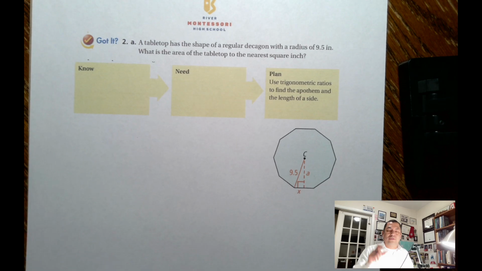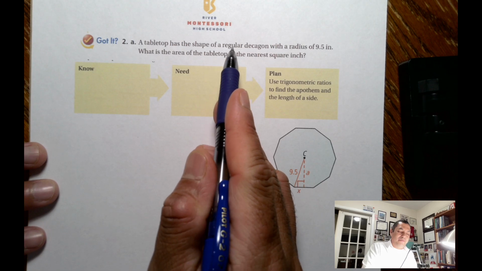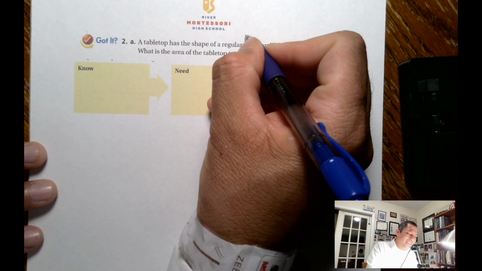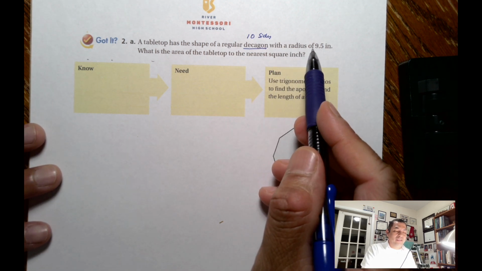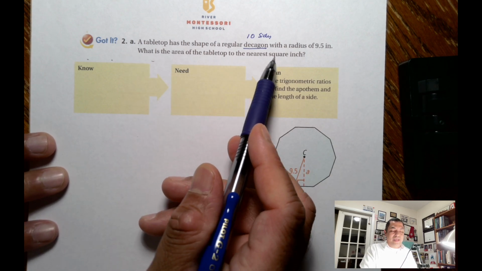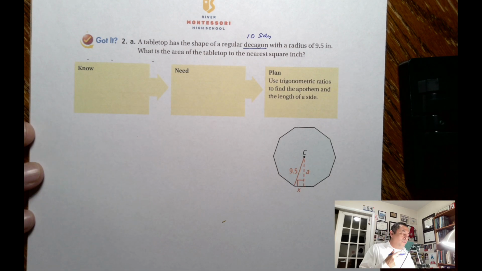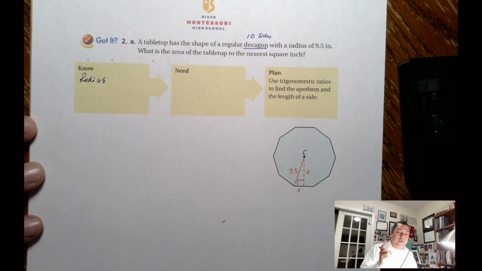Let's give it a try to problem number 3. In this case, remember, it's a Got It. So again, you can just pause the video, because the Got It is usually similar to the previous example. So for Got It number 2, a tabletop has the shape of a regular decagon. That means 10 sides, a decagon is 10 sides, with a radius of 9.5 inches. What is the area of the tabletop to the nearest square inch? So what we know, I know the radius and the number of sides.